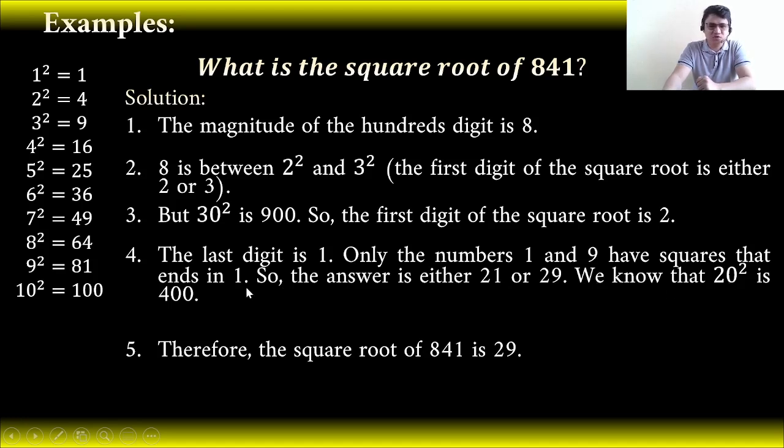But we know that 2 squared is 4, which means that 20 squared is 400, which is closest to 21 squared. And as we know, 841 is greater than 20 squared. Therefore, the square root of 841 is 29.